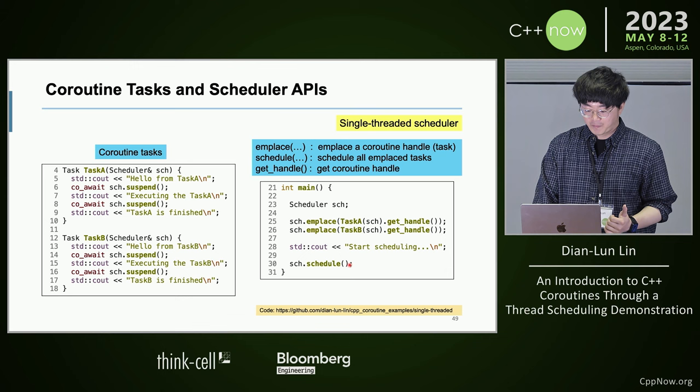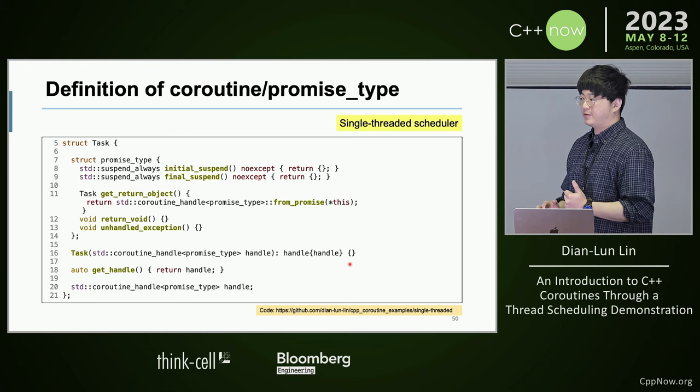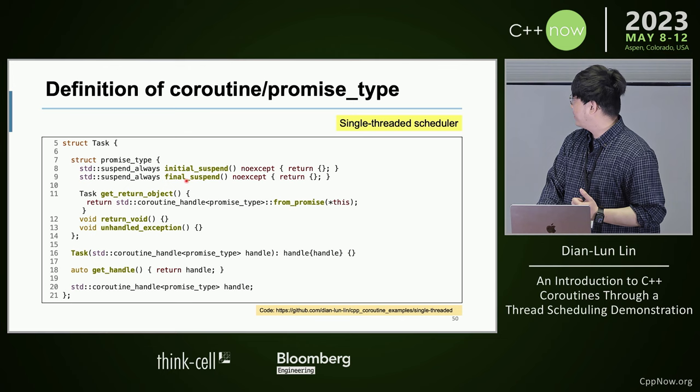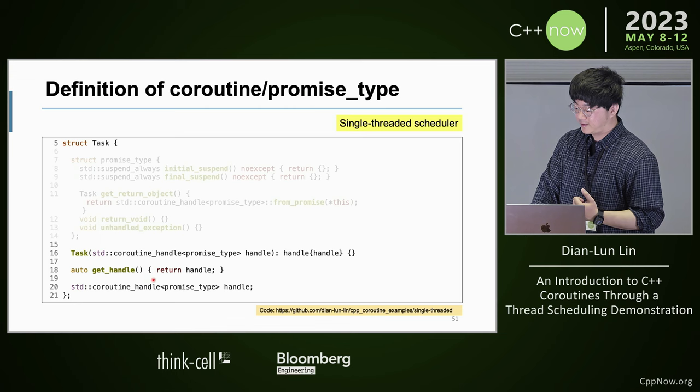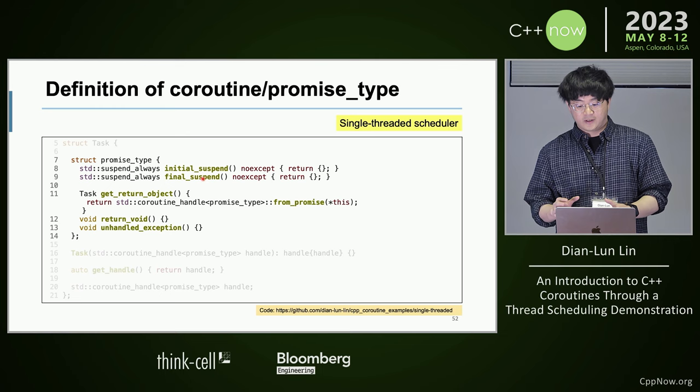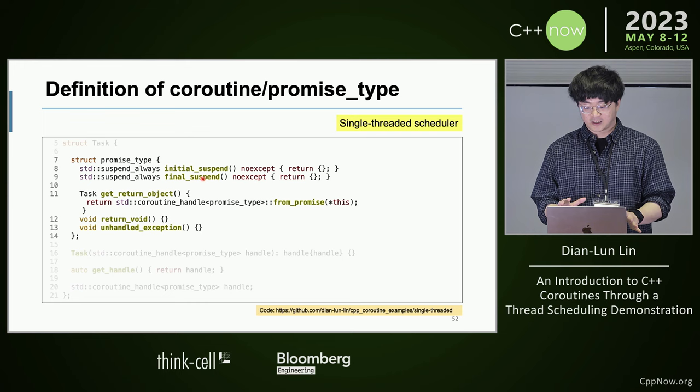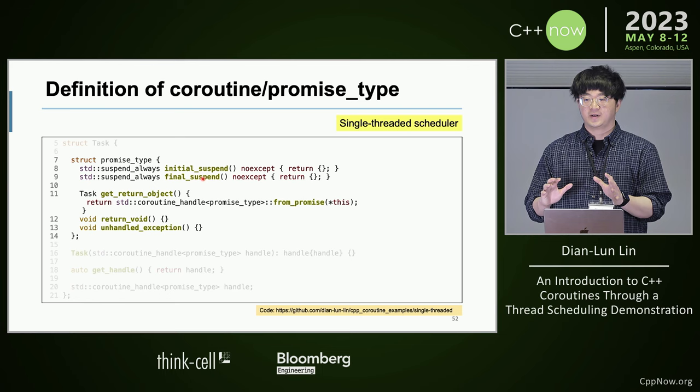And this is the definition of the coroutine and the promise type. I name it task. The first part is here. I store a handle and I use getHandle to return a handle. The second part is the promise type. Here, the return of initial suspend and final suspend are all suspend always, meaning that I always suspend at the beginning and the end of the coroutine. That's because I want to hand the execution over to the scheduler.